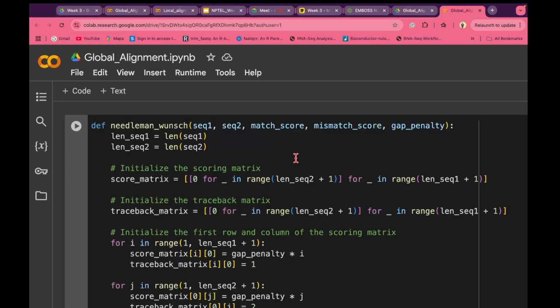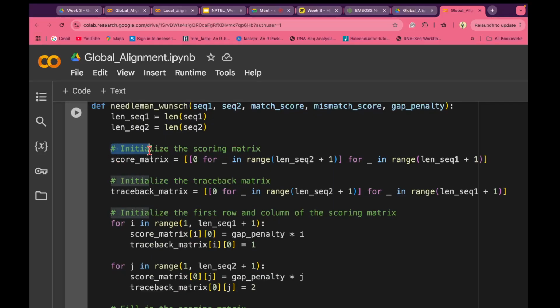So given any function, we need to specify what input the function needs to handle. Here I have specified two sequences. Since this is a pairwise method, I have given sequence 1 and sequence 2 as input, followed by match score, mismatch score, and a gap penalty. So using these three types of scores and two sequences, this function will calculate the global alignment.